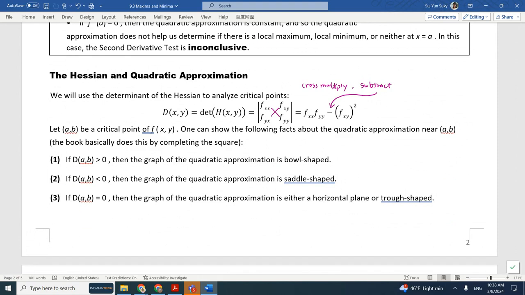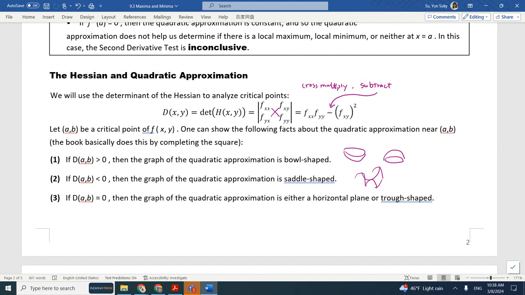Okay. So if D is positive, then the graph of the quadratic approximation is a bowl shape. It looks like a bowl. It either opens up or opens down. If D is less than 0, then the graph is like a saddle shape. This is how I draw it, like a saddle. Can you imagine a saddle shape? Yes, saddle point.